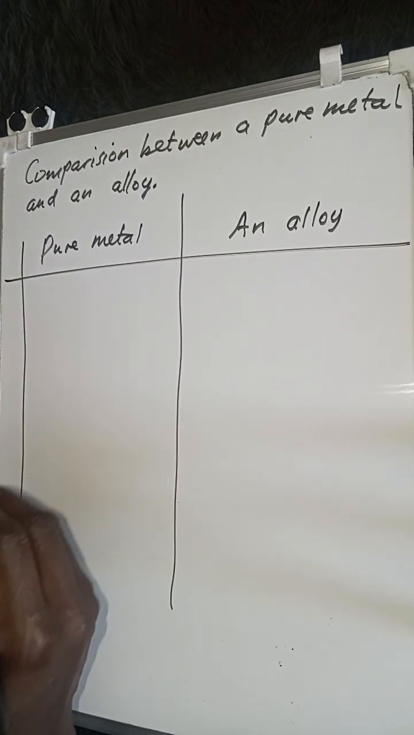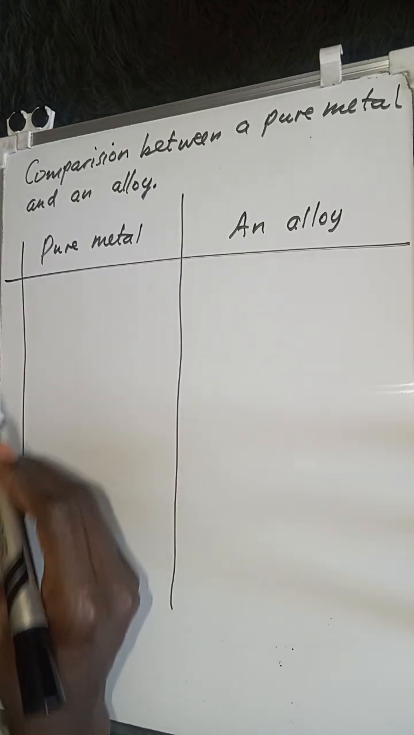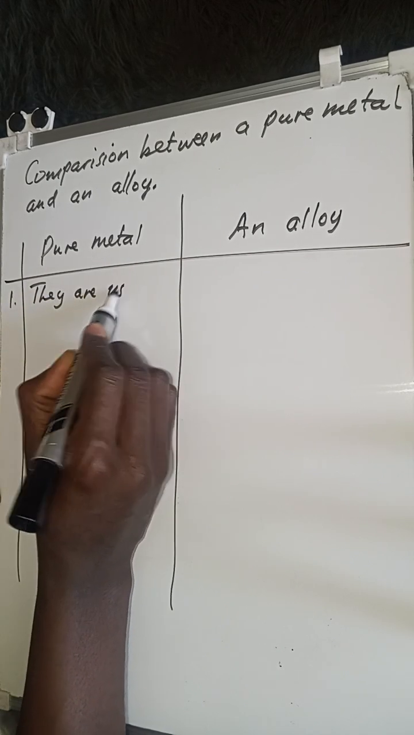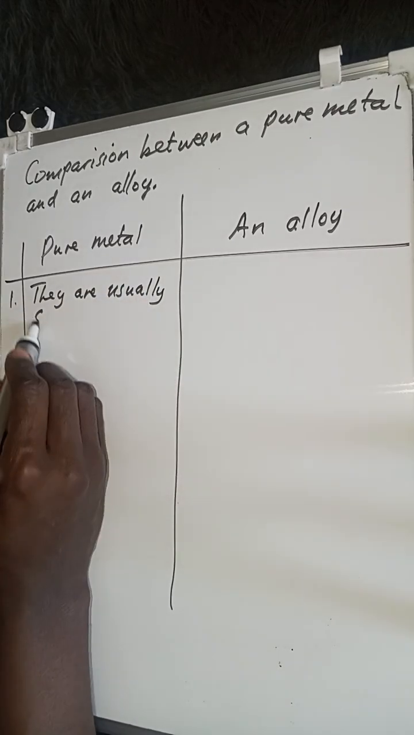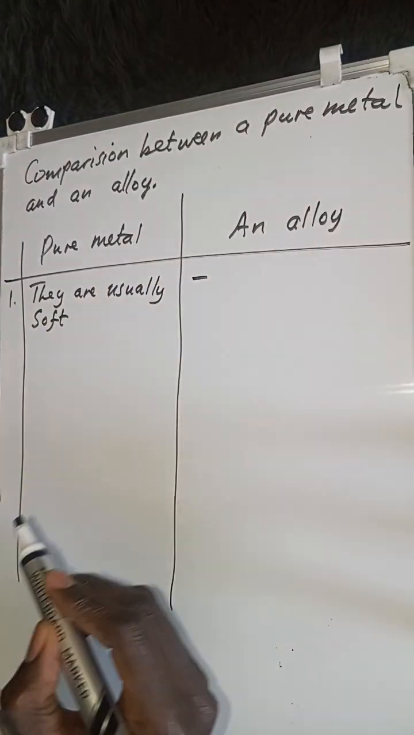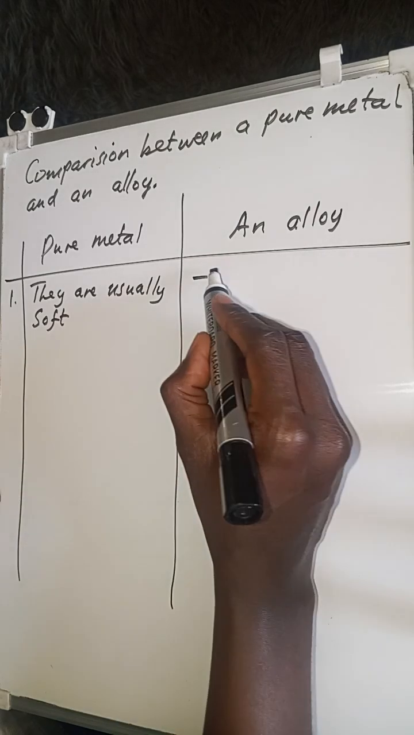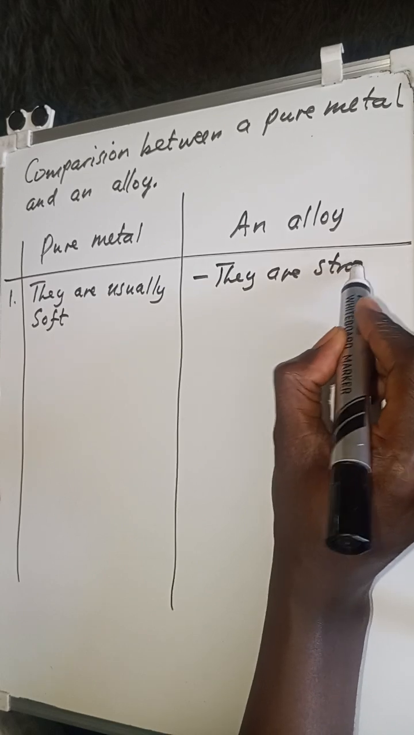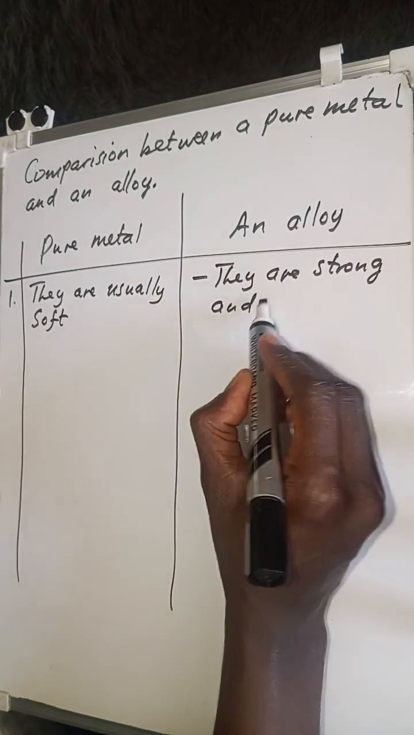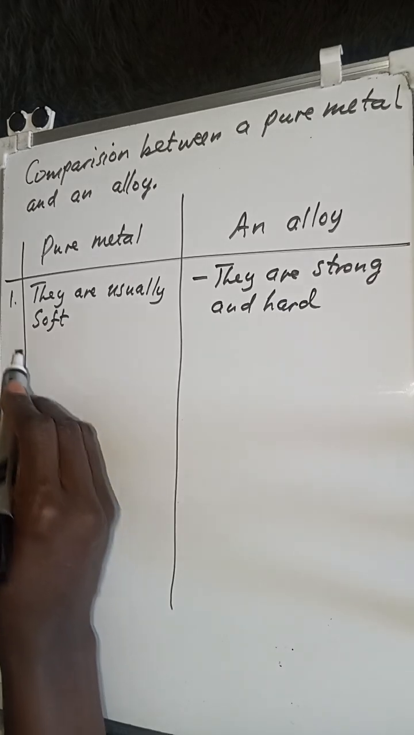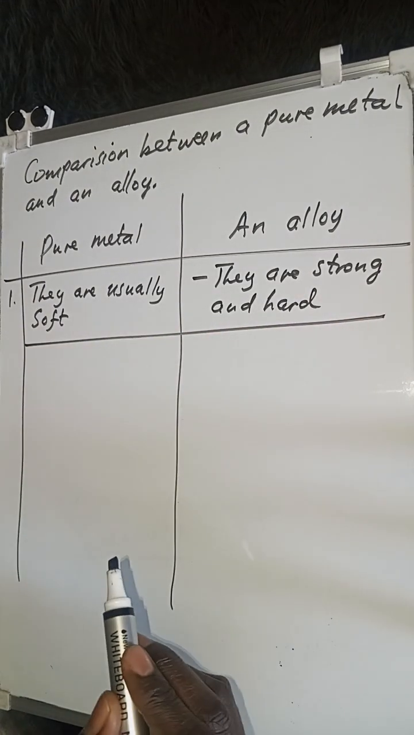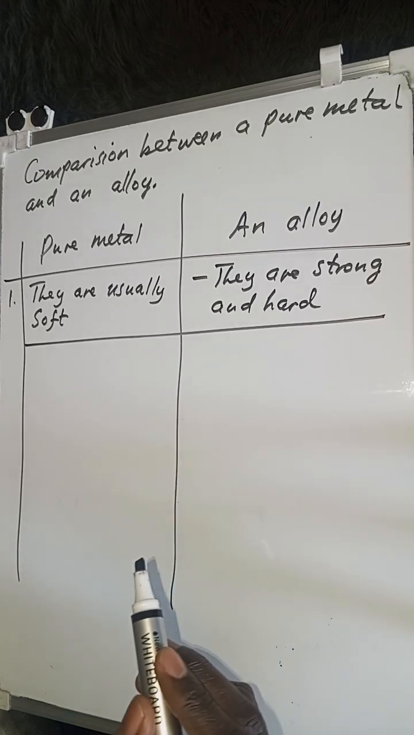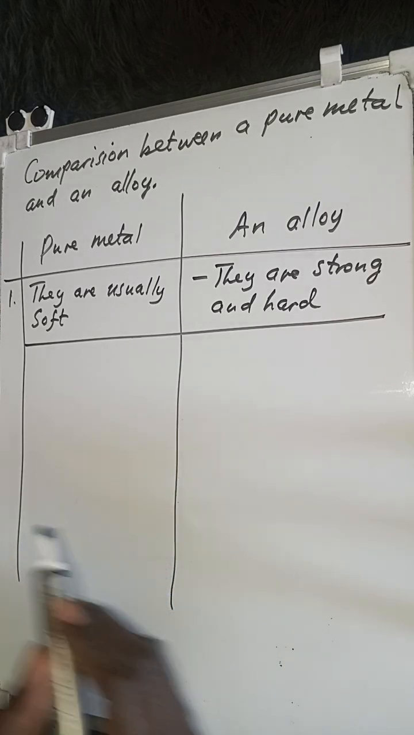One, you need to remember that pure metals are usually soft. They are very soft. But what about an alloy? We can say they are strong and hard. That is what you need to remember. So alloys are strong and hard as compared to the pure metals from which they are taken. The pure metals, in this case, are simply going to be soft.